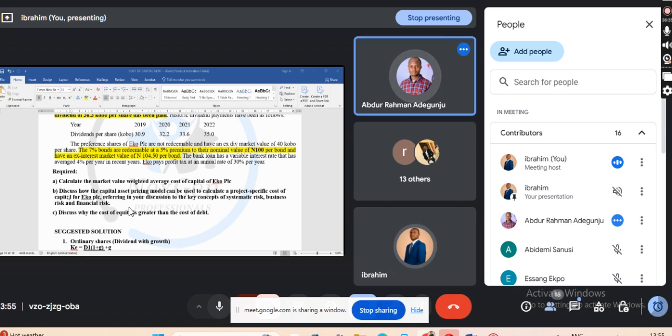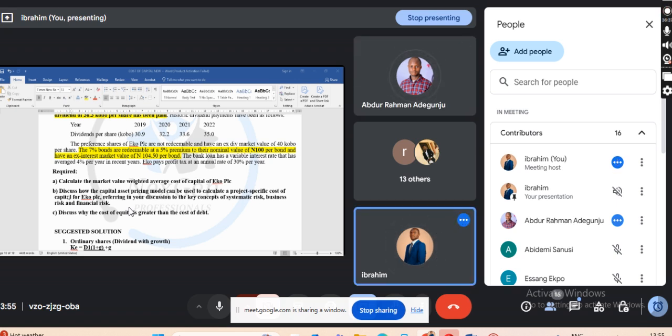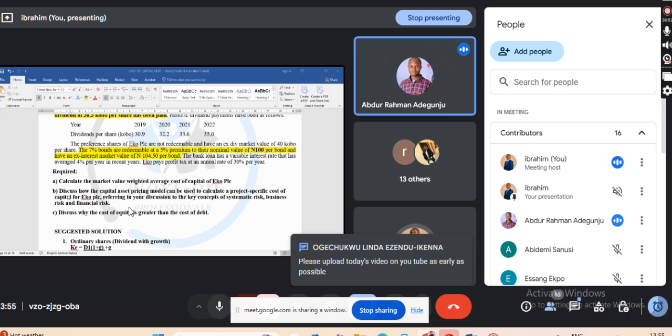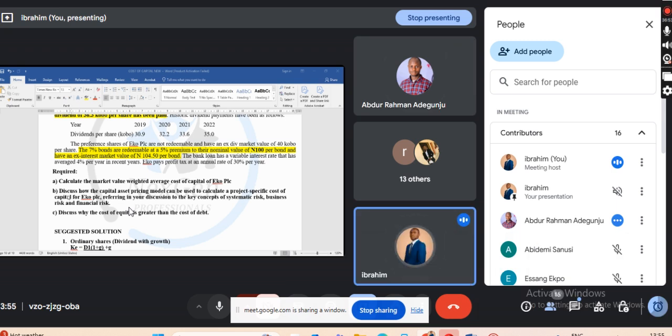No, you mentioned something. Which one has more risk? Is it equity or debt? For the investor, it is the equity that is riskier than the cost of debt. Okay. That is noted. I will upload it.